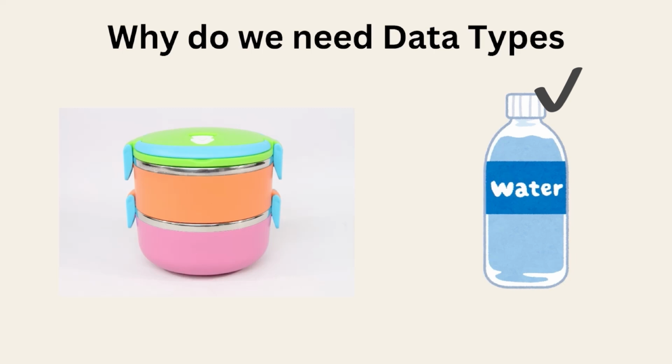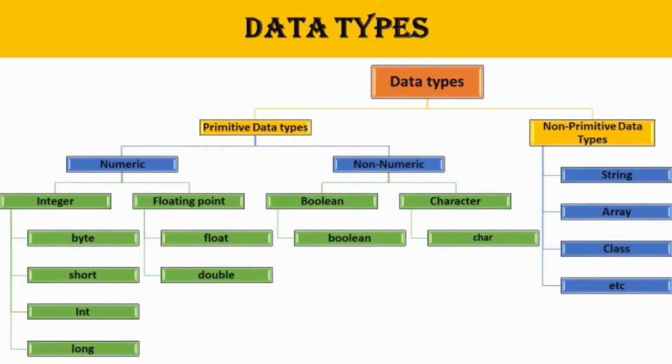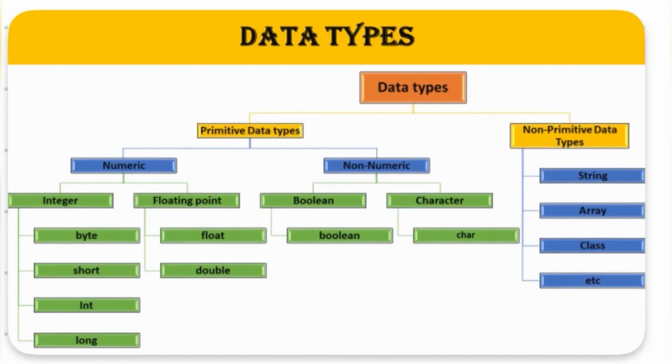Now, just like we choose the right container based on the type of item, in programming also, we need to choose the right data type based on the type of data. I hope now you have a better understanding of data types. Let's go back and discuss various data types. When we talk about data types, we can break them down into two main categories. One is primitive, another one is non-primitive. Now, even with the primitive data types, we have two subcategories, numeric and non-numeric.